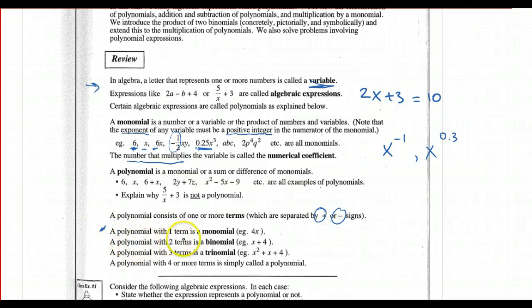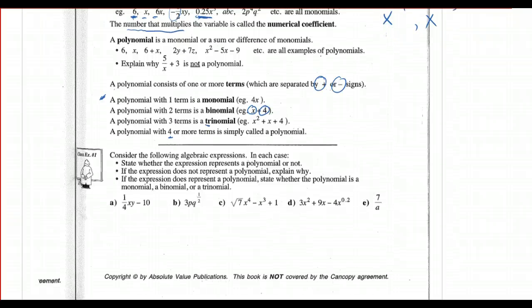A polynomial with one term, we already looked at it, is a monomial. So for example, 4x is a monomial. A binomial would have two terms, and again, x plus 4, okay, that is two terms because they're separated by a plus or a minus sign, in this case, a plus sign. A trinomial, okay, the word tri means three things. So a trinomial has three terms, so x squared plus x plus 4. All right, if you have 4 or more terms, we just call it a polynomial. Okay, I'll do a few of these.